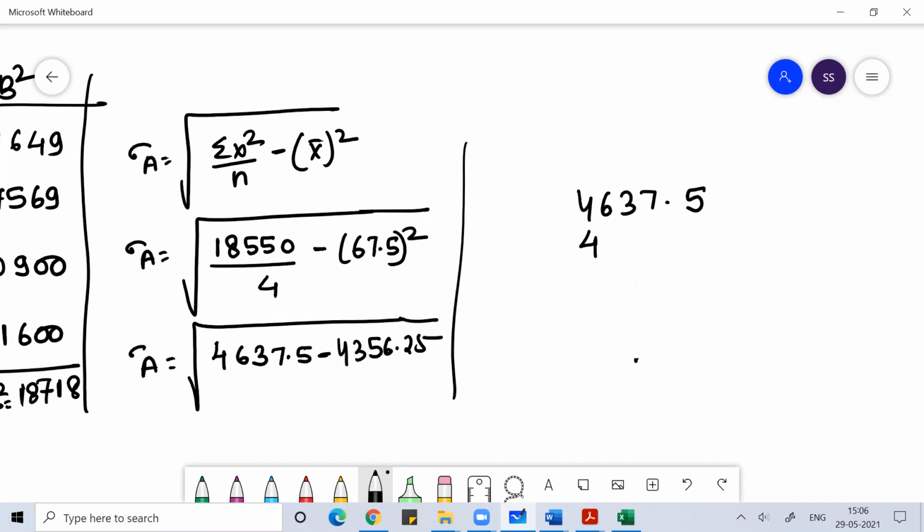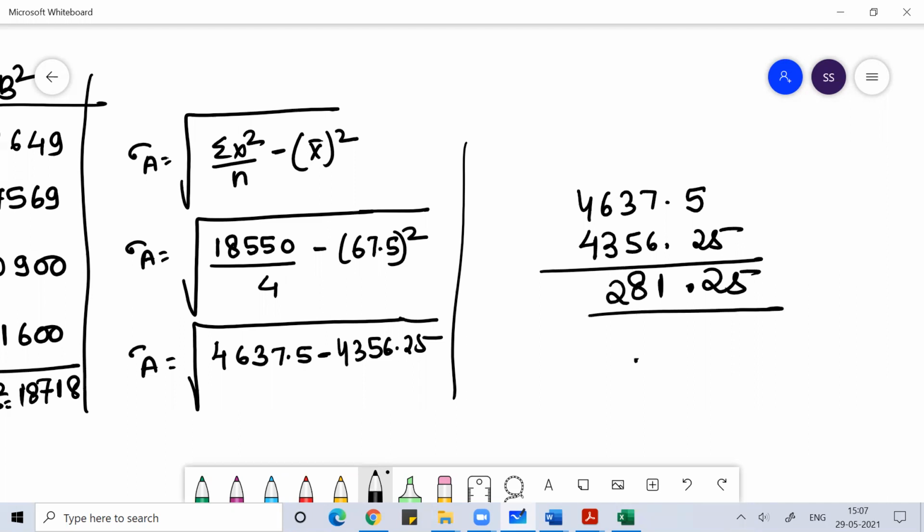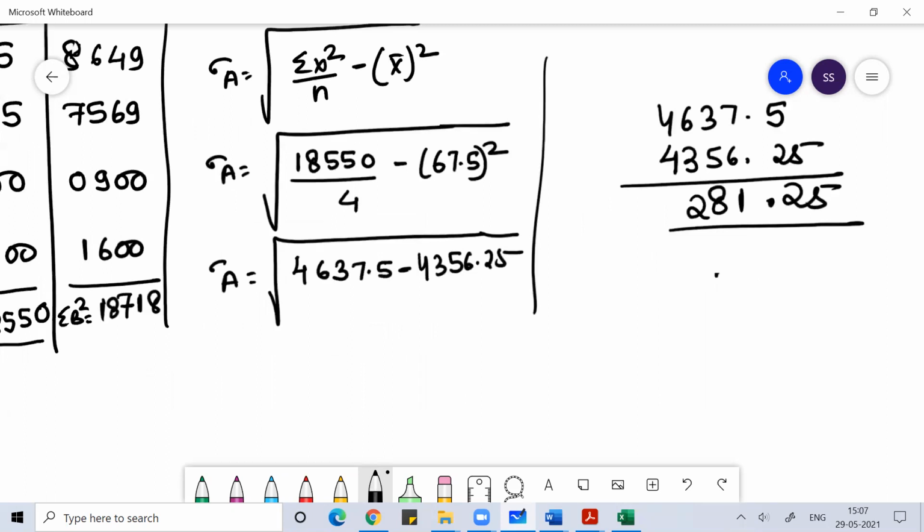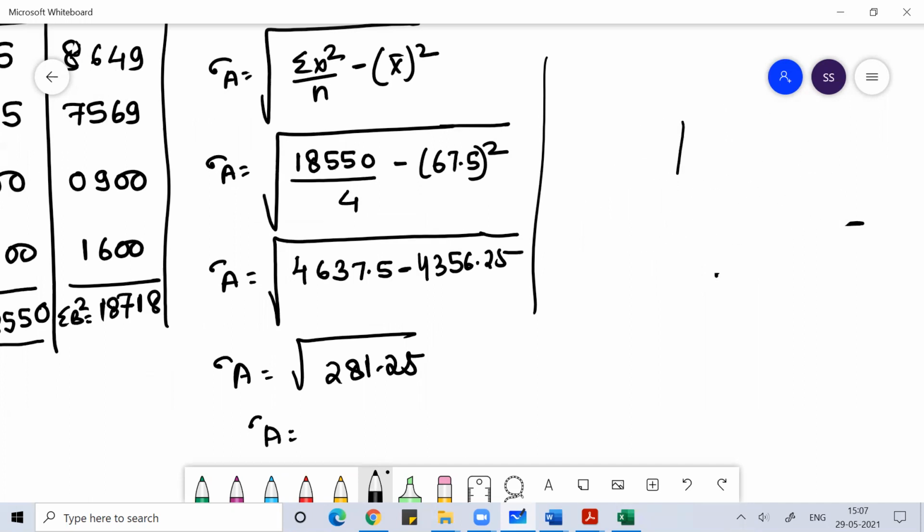Not a negative value. Otherwise, you will enter into the world of imaginary numbers. Under root of a negative number, that is i. So 4556.25. So this is 0.25. This is 1. This is 8. 8 plus 5, 13. Then this is 2. So 281.25. So the standard deviation of A is 281.25.